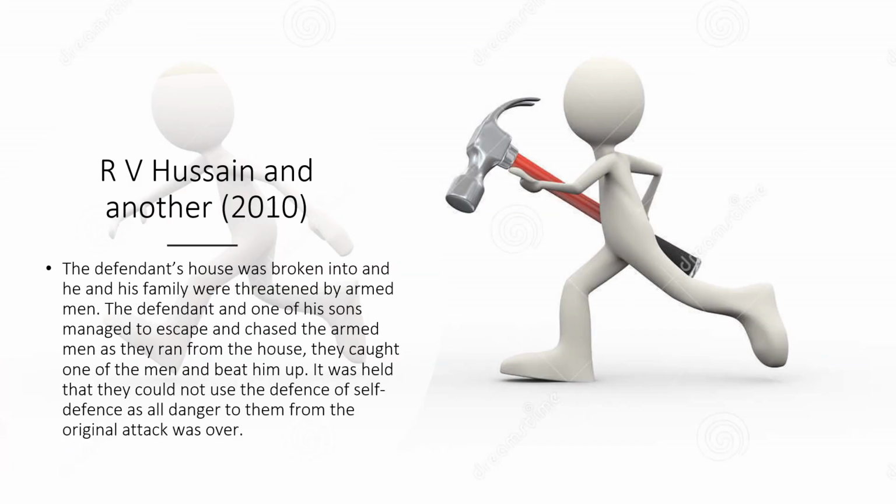A good case example here is Hussain and another, where the defendant's house was broken into and he and his family were threatened by armed men. The defendant and one of his sons managed to escape and chase the armed men as they ran from the house. They caught up with one of the men and beat him up. It was held that they could not use self-defence as the danger from the original attack was over, so essentially the danger had passed, and therefore they were not able to use it because it was now retaliation or revenge.